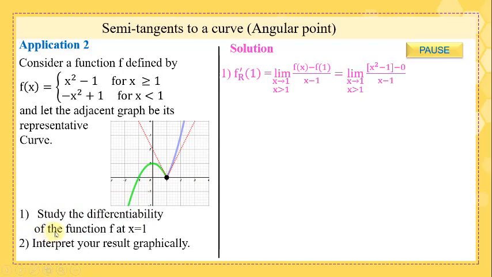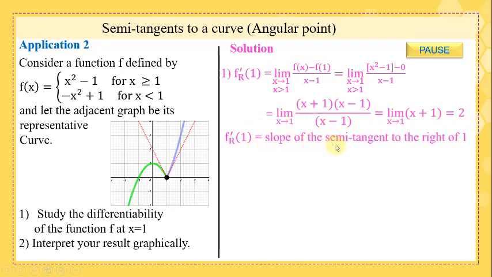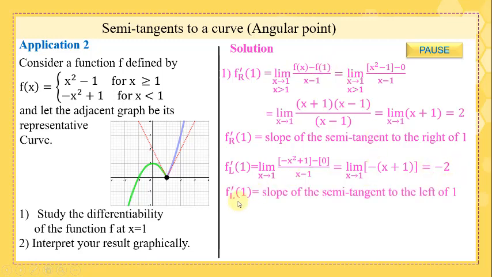Okay, first, to study differentiability of the function at x equal 1, we calculate the number derivative at the right of 1. We get the answer. This answer represents graphically the slope of the semitangent at the right of 1. Then we calculate the number derivative of phi prime left at 1, the number derivative at the left of 1, and we get the answer. You can follow the calculation because you know how to do it by yourself. And this number derivative at the left of 1 represents the slope of the semitangent at the left of 1.